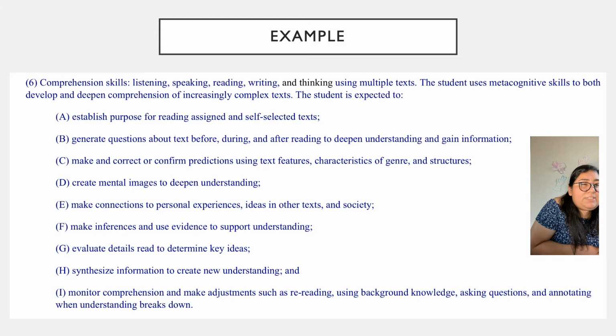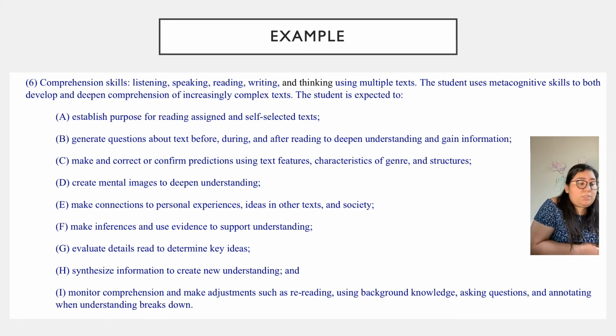F: make inferences and use evidence to support understanding. G: evaluate details read to determine key ideas. H: synthesize information to create new understanding. And I: monitor comprehension and make adjustments, such as rereading, using background knowledge, asking questions, and annotating when understanding breaks down. So the teacher can guide the students into making inferences and making annotations in certain readings and texts.